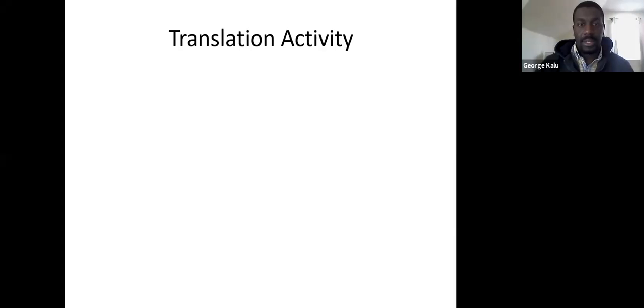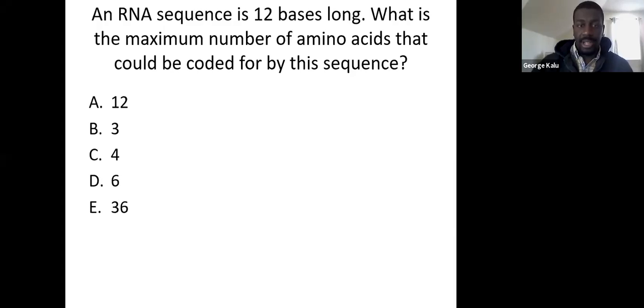Okay. All right. So that is translation. So we have just formed our protein. So quick question here. We have an RNA sequence that is 12 bases long. What is the maximum number of amino acids that can be coded for by this sequence? If we have 12 bases, how many amino acids can we produce here? Is it 12, 3, 4, 6, or 36? What do we think?